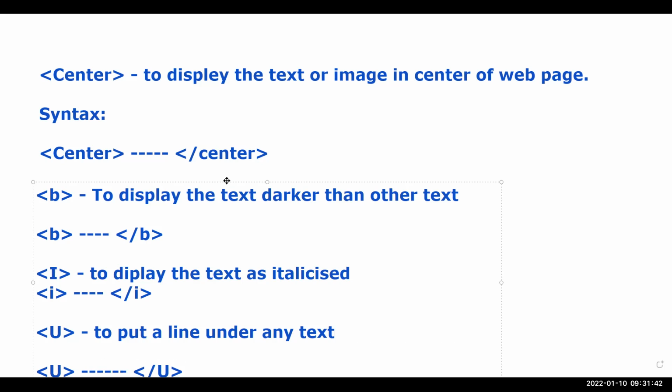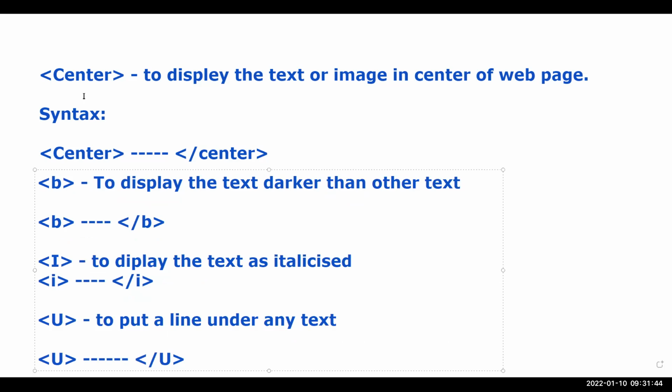Okay. Note down all the tags. Center tag to display the text in the center or the image in the center of the web page. Bold tag to display the text as darker, italic tag to display the text as slanting or italicized. Underline tag to put a line under any text. Note down हो गए बेटा सबके? All these are container tags.